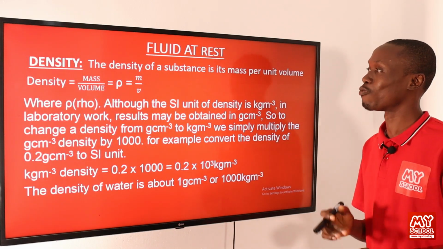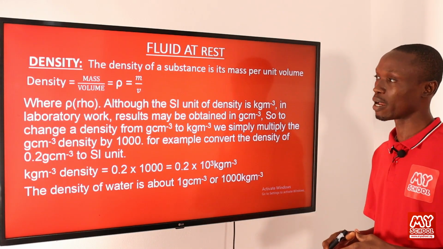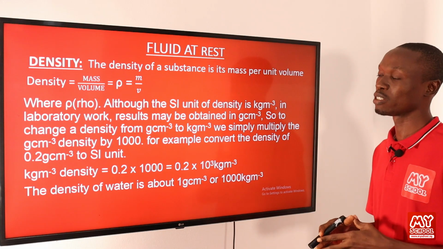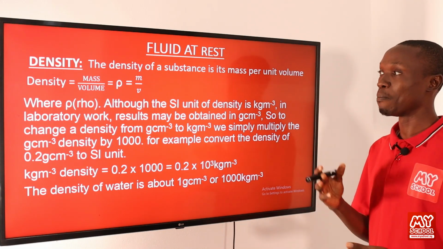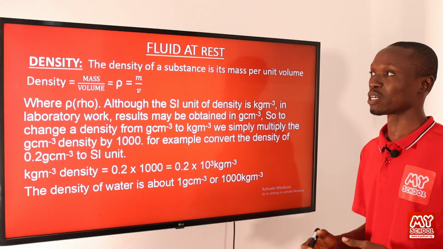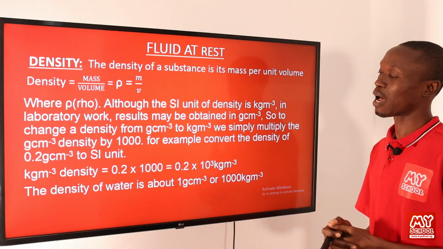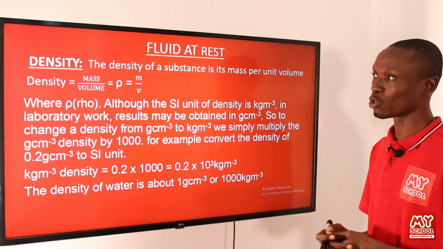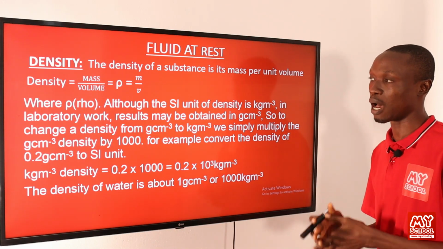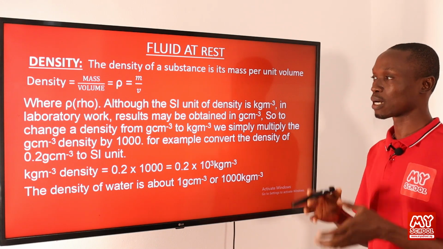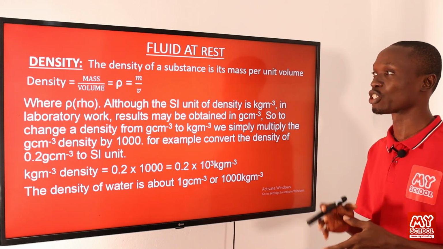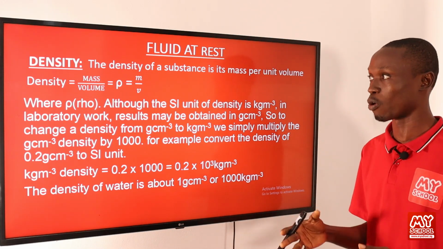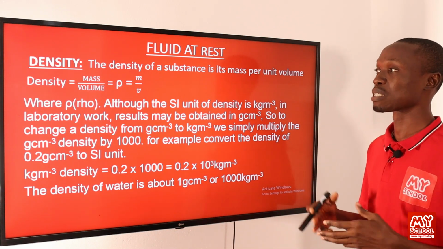The concepts of volume, density, and relative density are essential when discussing fluid at rest. We are going to discuss these concepts one after the other to foster better understanding. Let's begin with the concept of volume. Volume is defined as the amount of space occupied by a substance or an object. Volume is usually measured in cubic meters for solids and liquids. To calculate the volume of a regular shaped object, we use a specific formula. For example, to calculate the volume of a cuboid, we use length times breadth times height.